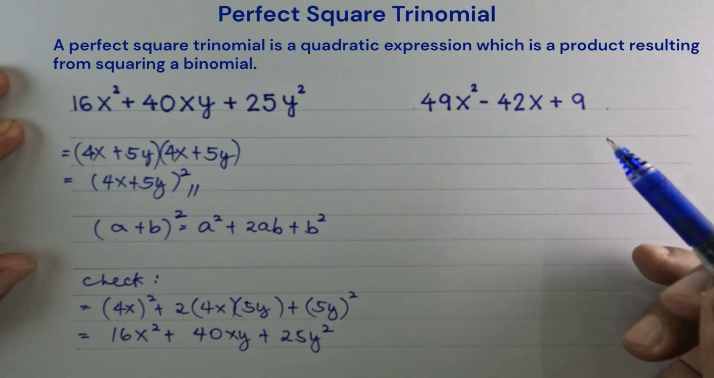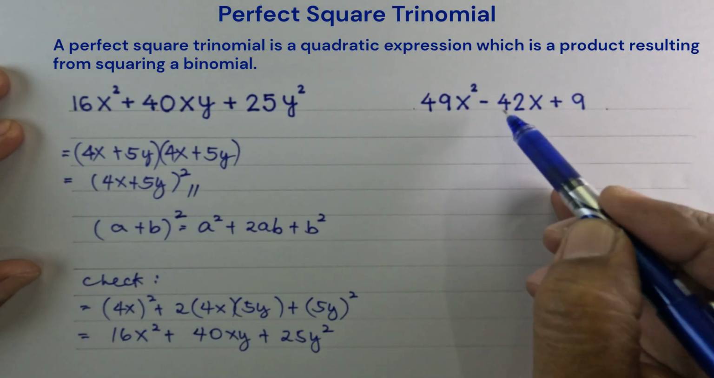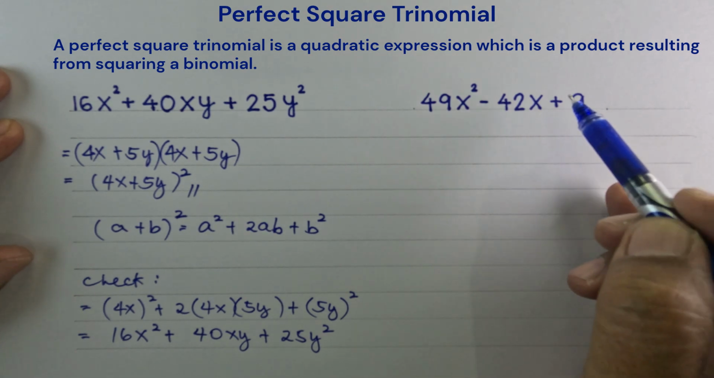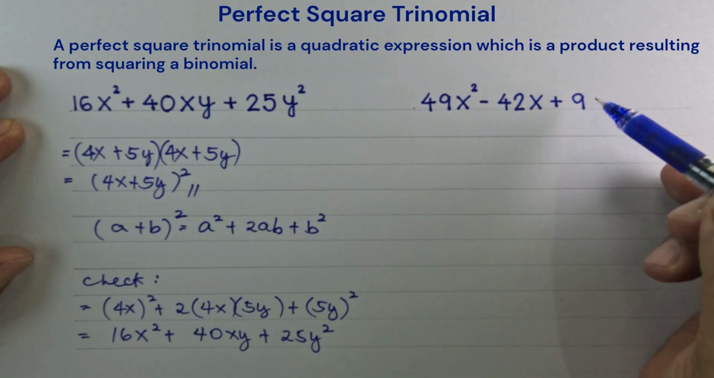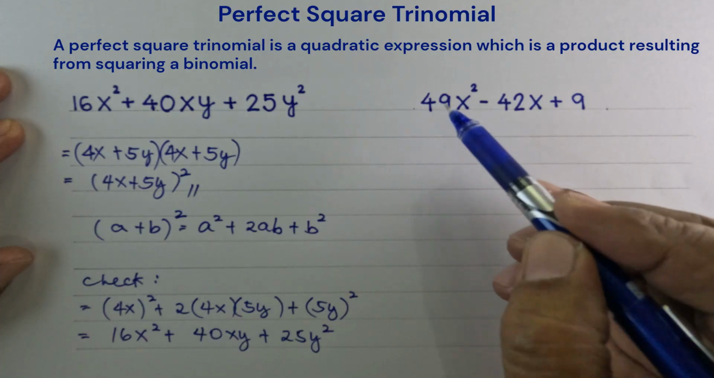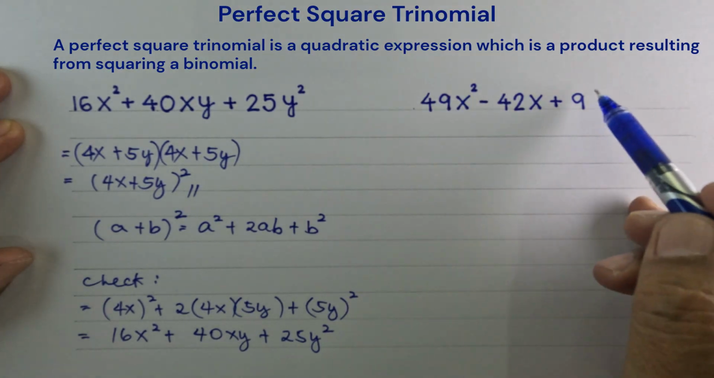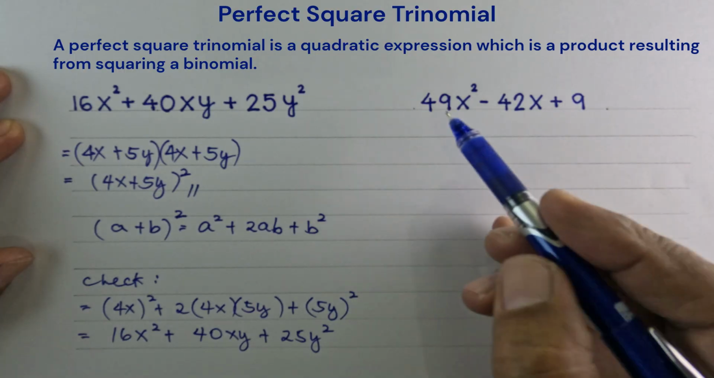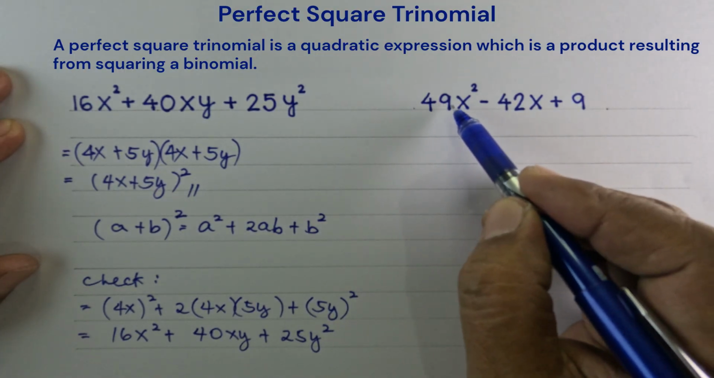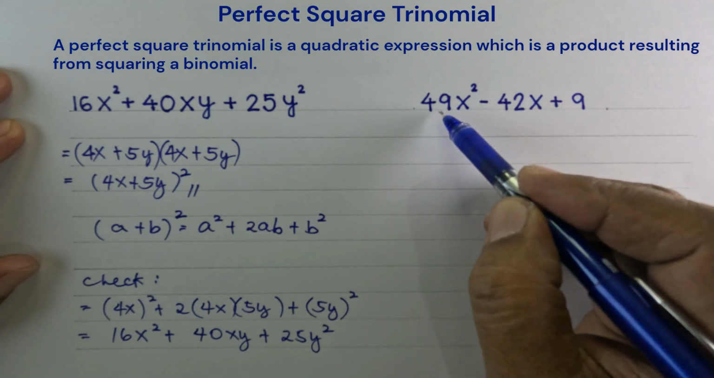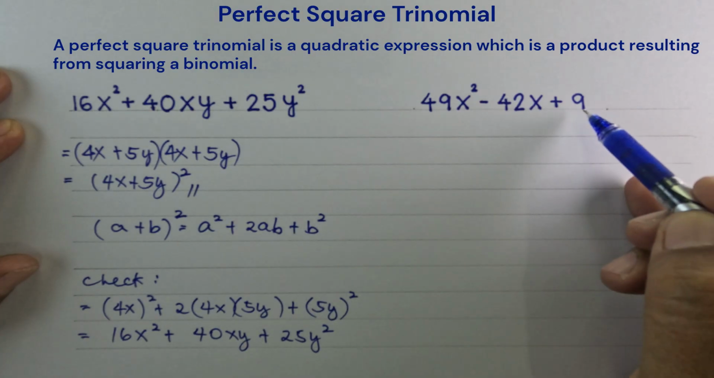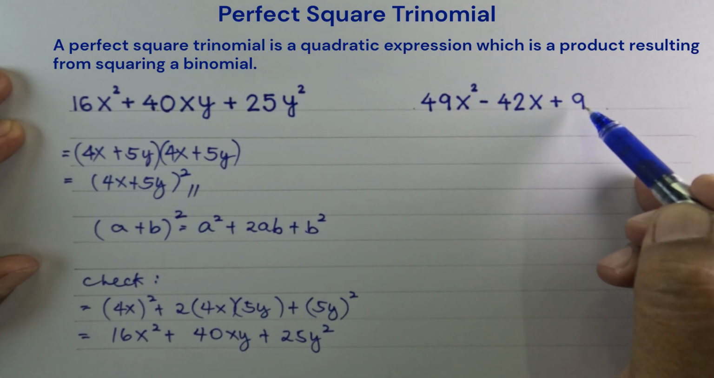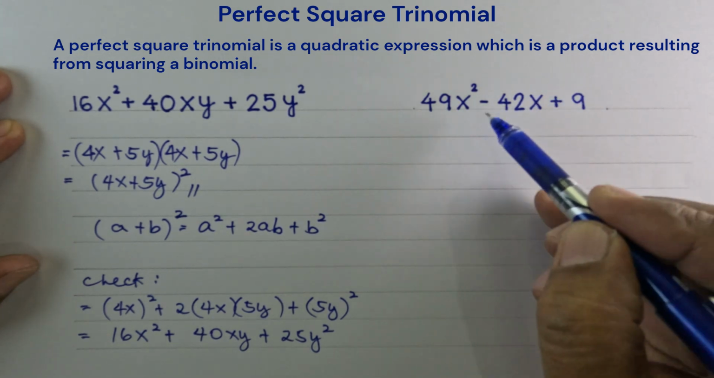Now, how about this? 49x squared minus 42x plus 9. The first term is a perfect square. The last term is a perfect square. Both the first and last terms are positive. Now, let's get the square roots. That's 7x, and this one is 3. So 7x times 3 is 21x. Multiply that by 2, that's 42x right there, only it's negative.